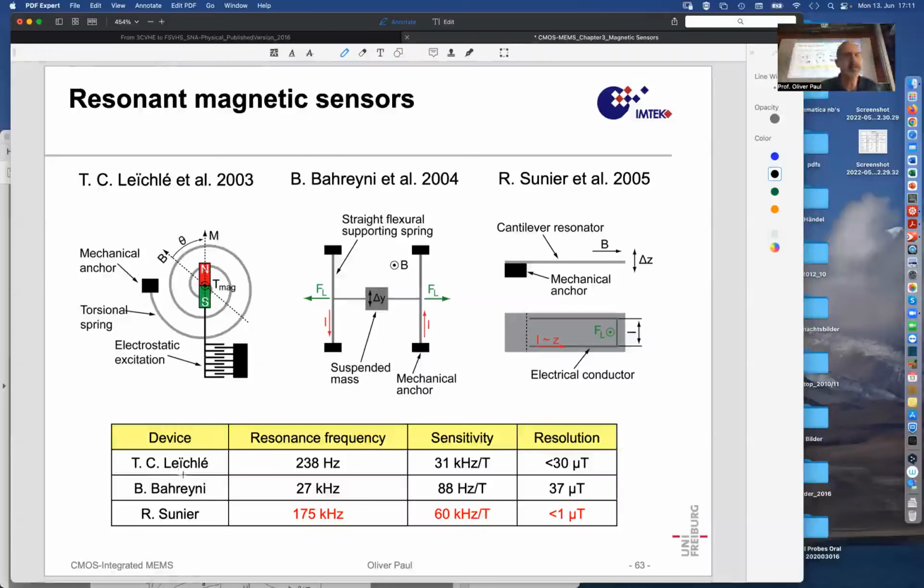By, trying to pronounce it, Leichle, derived from some French maybe, operated at 238 hertz, with a sensitivity of 31 kilohertz per Tesla, and a resolution slightly below 30 microtesla. That's what the paper says. So that's okay.